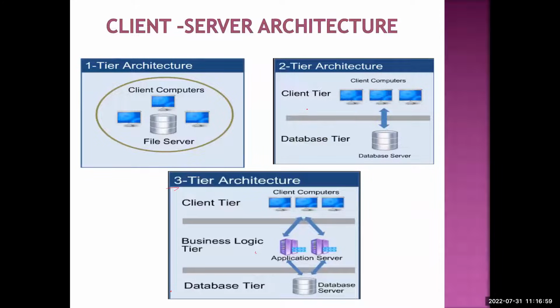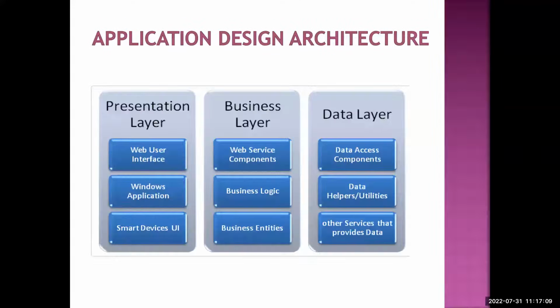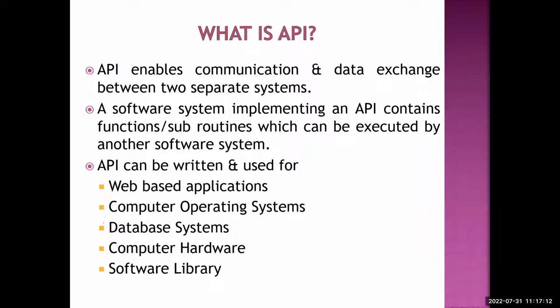So in the last class, we discussed the architecture part, these three important layers: presentation, application, and database layer, and the communication between them, right? Then we covered again what exactly an API is and where we can use it. An API will help with communication between two different applications or components, and we can also pass data. So data exchange is also possible. And we can usually use APIs everywhere, right? In web applications, computer hardware, operating systems, databases, everywhere we use APIs.